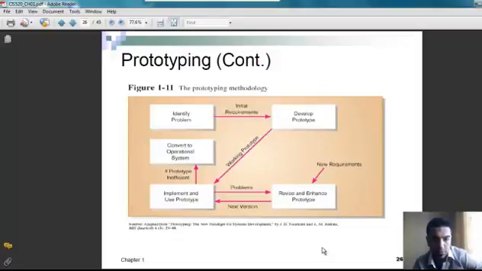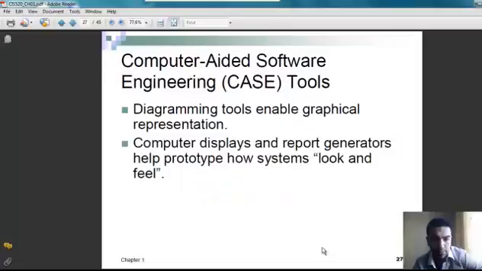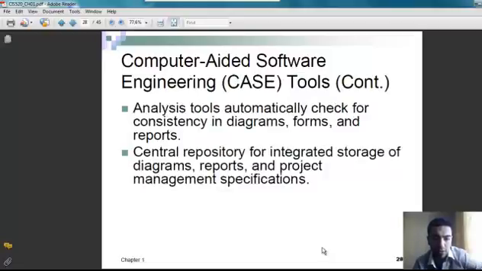This is the prototyping graphic. Computer-aided software engineering. Diagramming tools enable graphical representation. Computer displays and report generators help prototype how systems look and feel. Analyze tools automatically check for consistency in diagrams, forms, and reports. A central repository for integrated storage of diagrams, reports, and project management specifications.